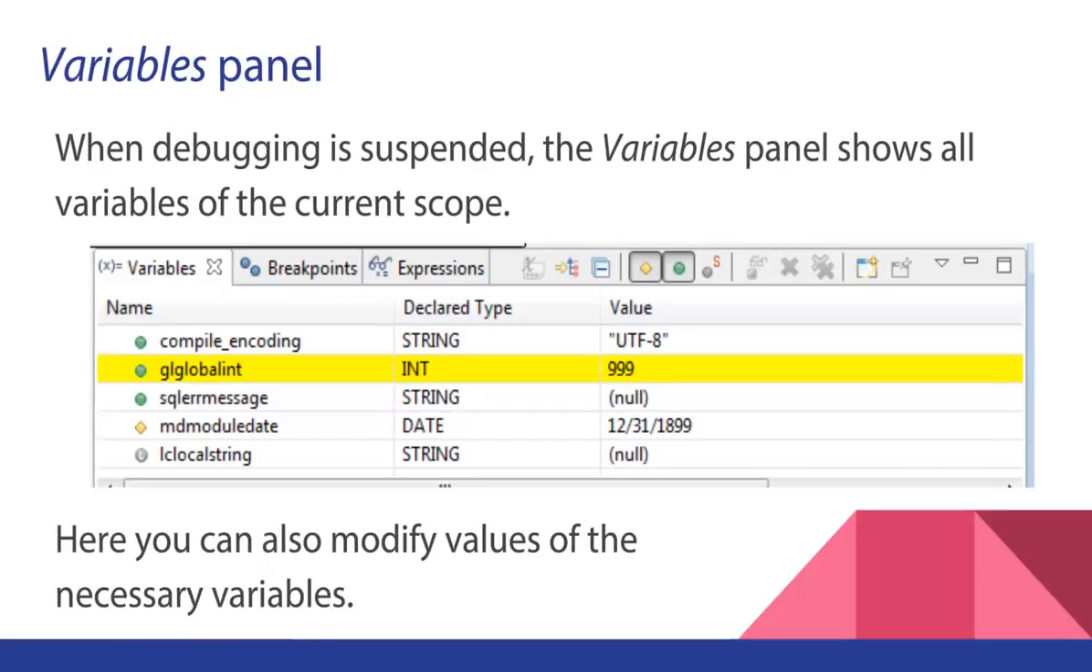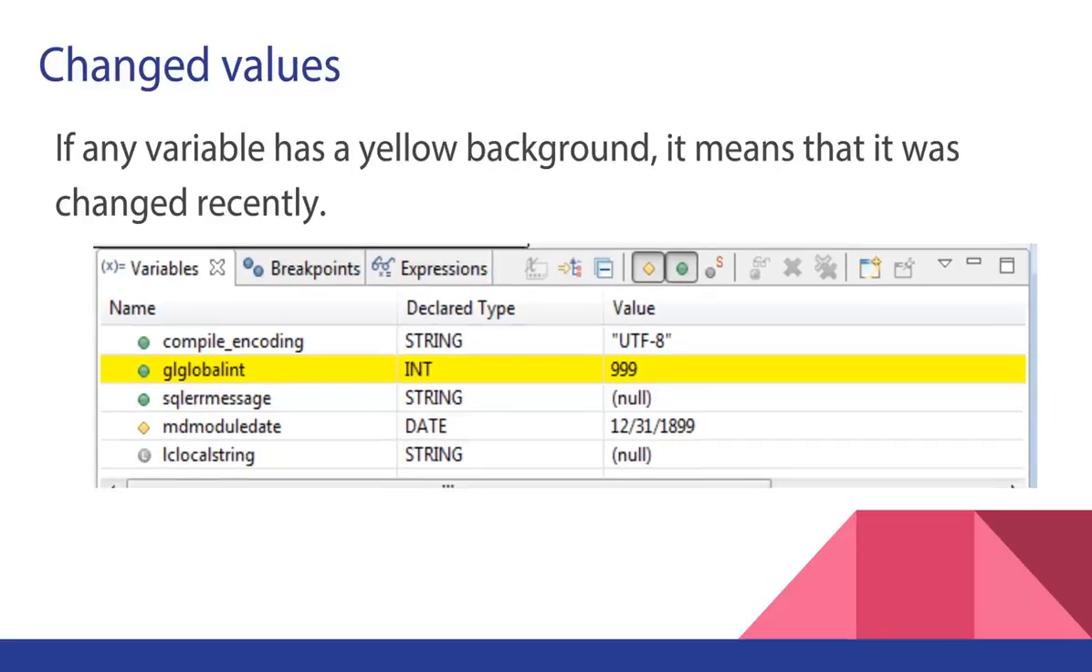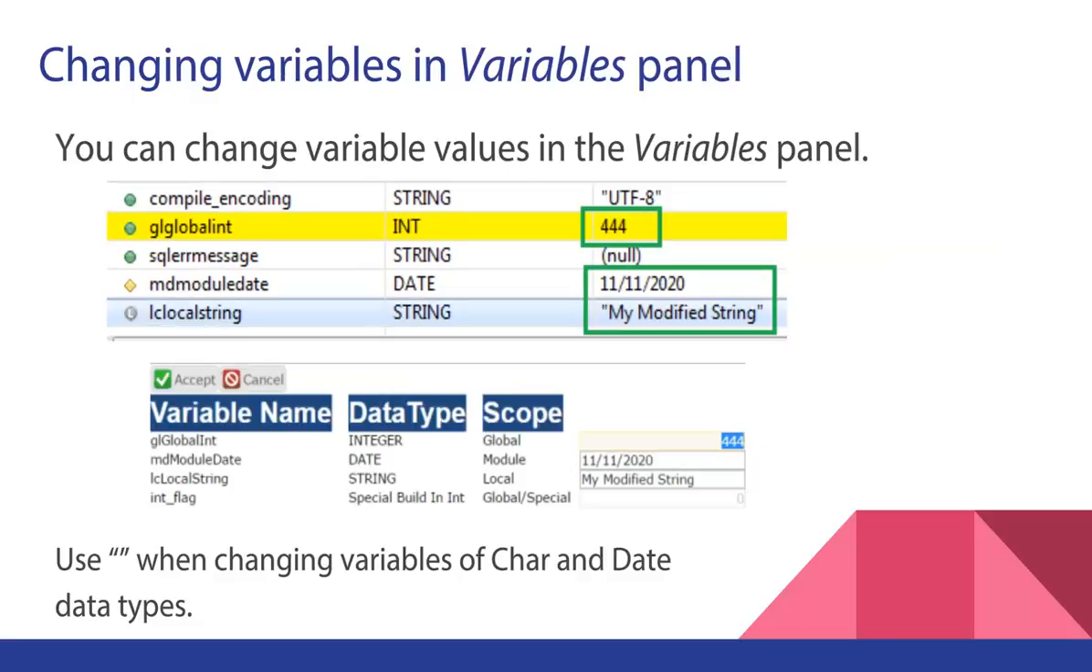In the variables panel, you can view and change all the variables of the current scope. All recently changed variables get yellow background. When changing variables of char and date data type, you have to use quotation marks.